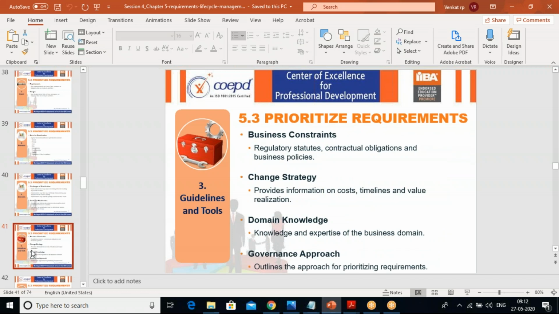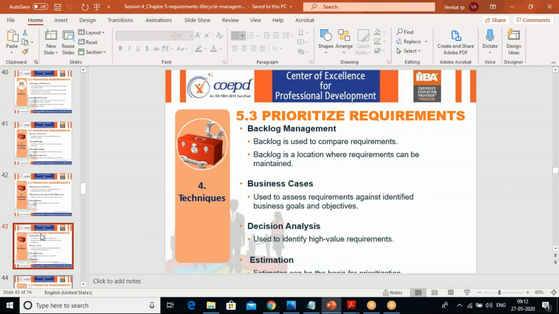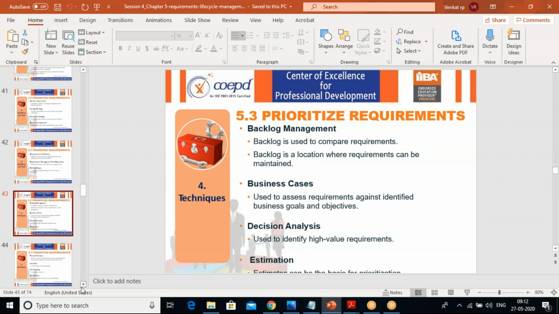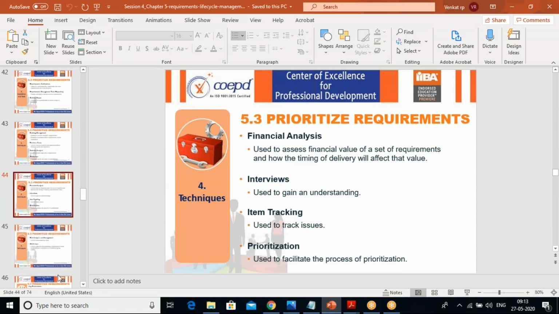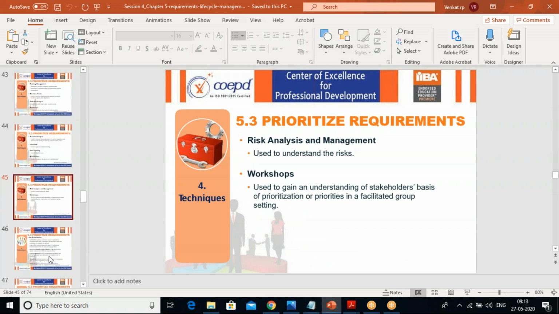Fine. Now if you look into the guidelines, we have already gone through those guidelines. Then we have the techniques for how we are going to do it. One is backlog management, business case, decision analysis. And estimations, we can use there. And financial analysis, interviews, item tracking, prioritization, risk analysis and management, workshops, we can use for this.